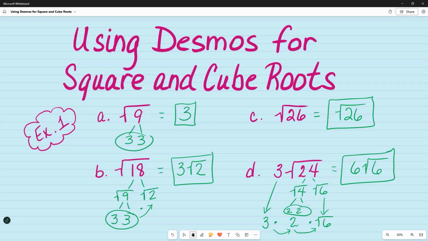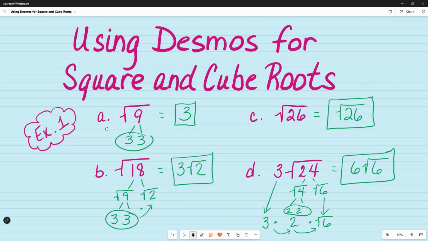Today I will discuss using Desmos for square roots and cube roots. I've already showed you what the work would look like, so I'm just going to demonstrate how to verify your answers. So for the square roots, that's going to be example 1. The cube roots will be example 2.